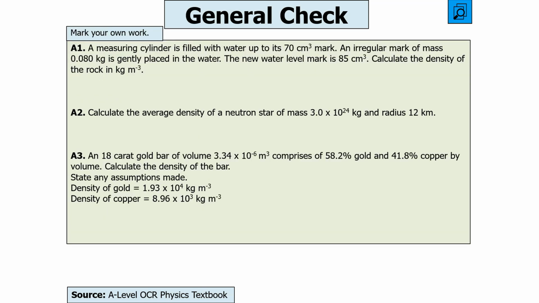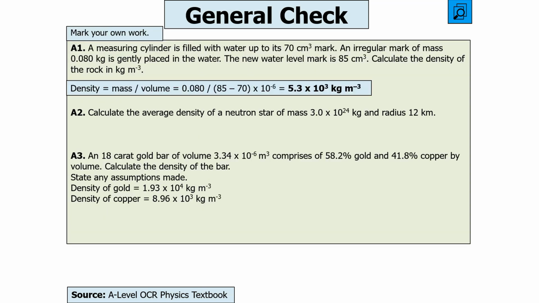Right, so in this first one, we know that density is mass over volume. Now we know the volume is going to be the difference in the water level from when the object was placed in the water to when it was out of the water, because the object will displace its own volume in the water. So we know it's 85 minus 70, because that's the difference, so it's 15 times 10 to the minus 6, because we want to be working in meters cubed.